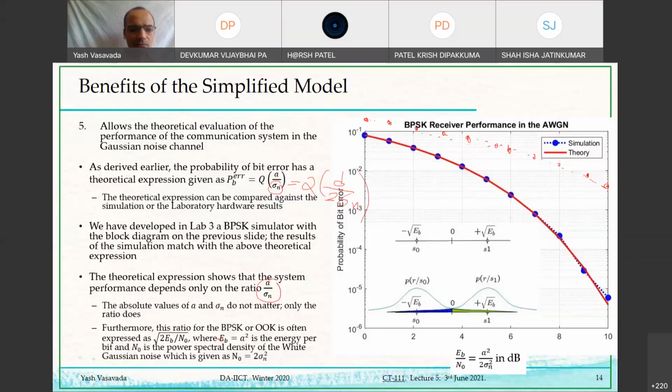And a lot of the times, instead of writing the performance as A divided by sigma n, this is written as what is known as EBNO, engineering slang. It's actually EB divided by N naught. EB is nothing but energy per bit. Okay, so that part is clear. EB is nothing but energy per bit.